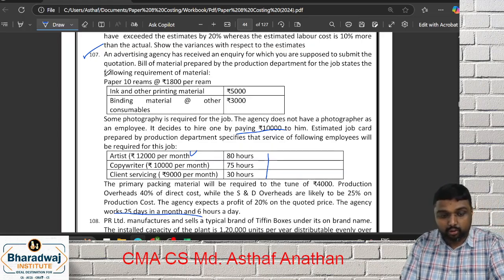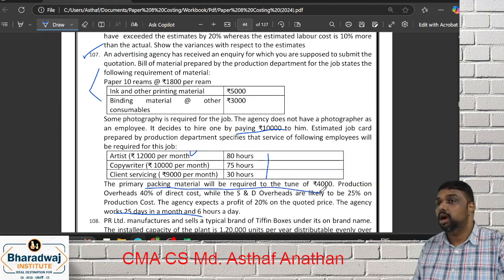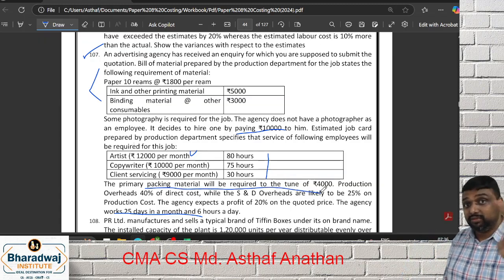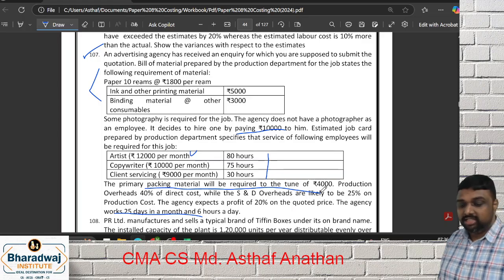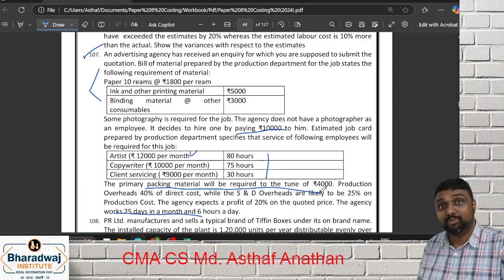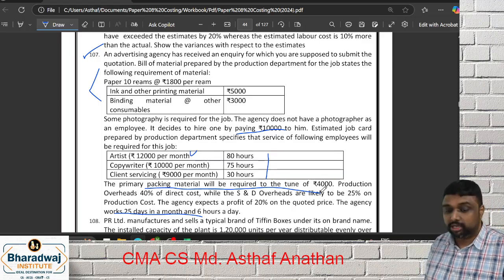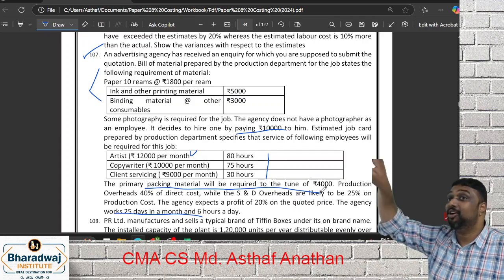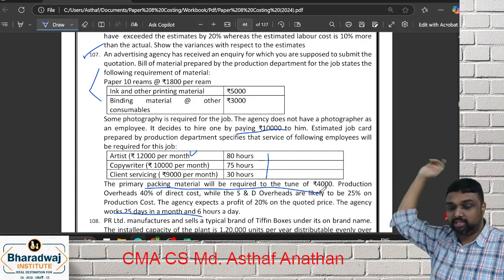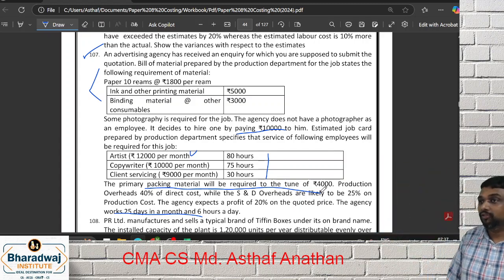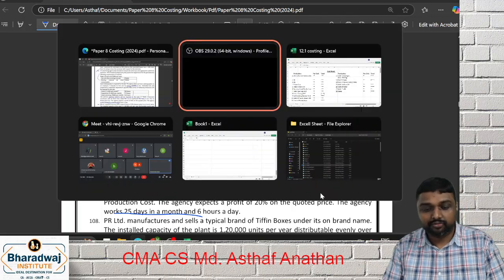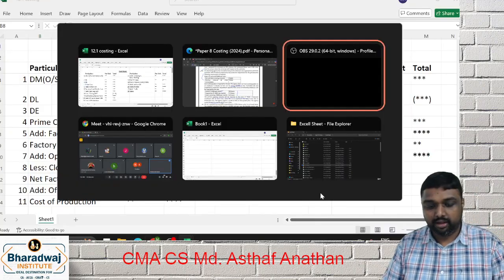Primary packing. See here, a lot of material is given. Apart from that, other material is also given at 4,000. Production overhead is 40% of direct cost. Selling overhead is 25% of production cost. The agency expects a profit of 20%, not on cost but on the quoted price. So it is a very good question. Hope all of you are ready. Shall we start, friends? So we will start, my dear friends.